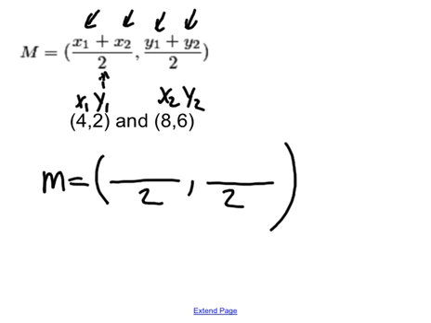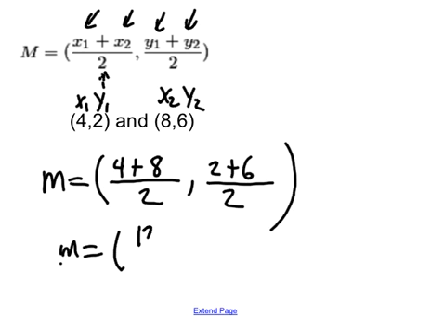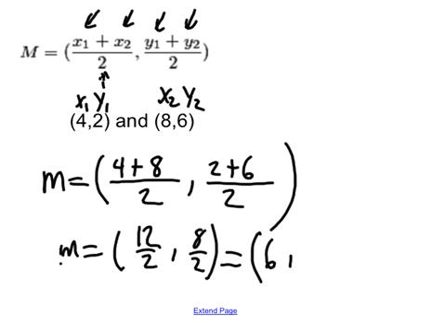I'm going to plug them into this formula here and solve. My x1 value is 4, plus my x2 value, which is 8. My y1 value is 2, and my y2 value is 6. So I'm plugging them into the formula, and I'm going to simply solve. 4 plus 8 would be 12 over 2. And 2 plus 6 is going to be 8 over 2. And then I solve this. 12 over 2 is actually 6, and 8 over 2 is 4.